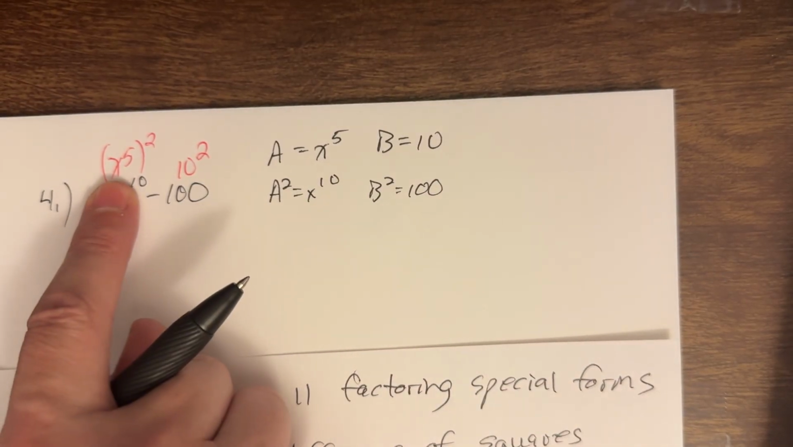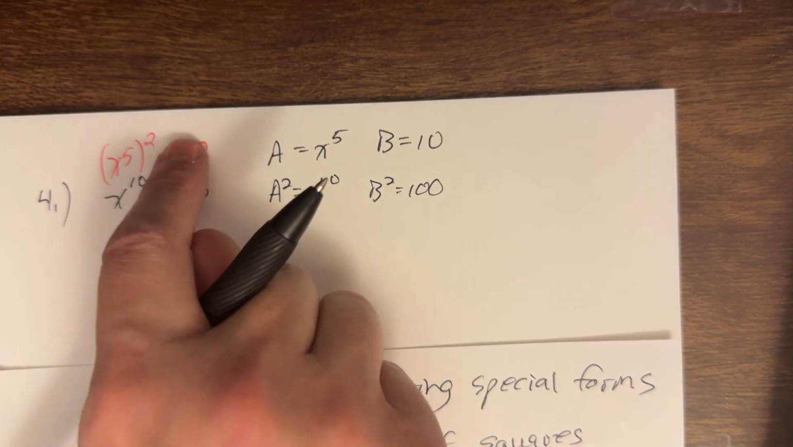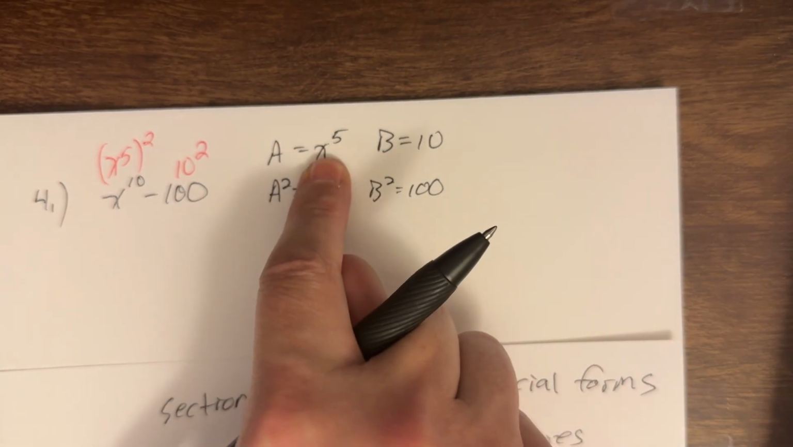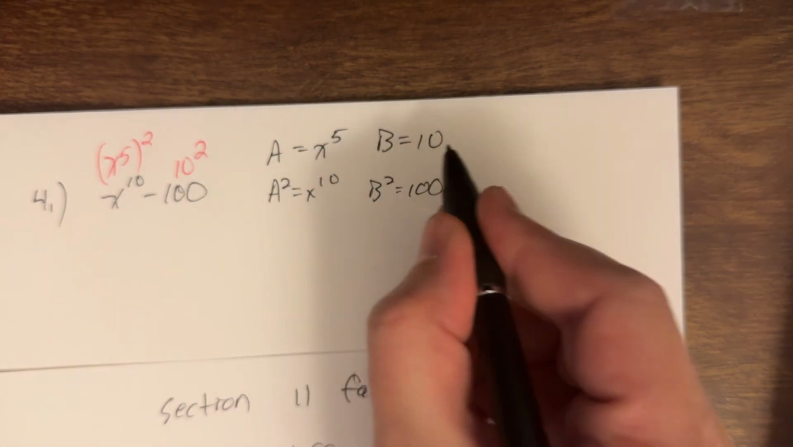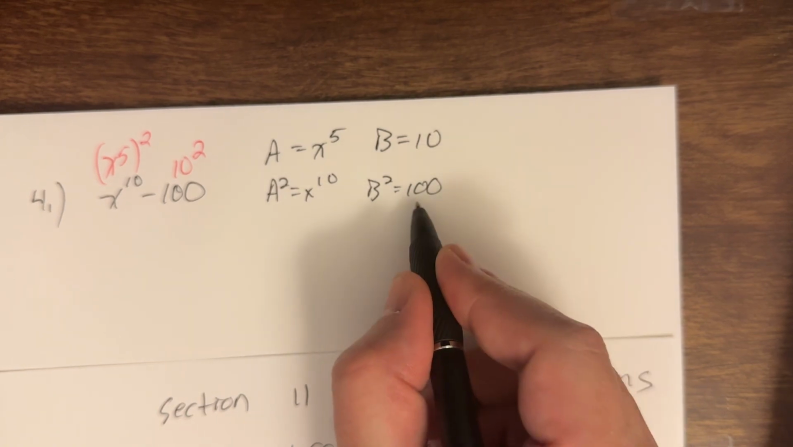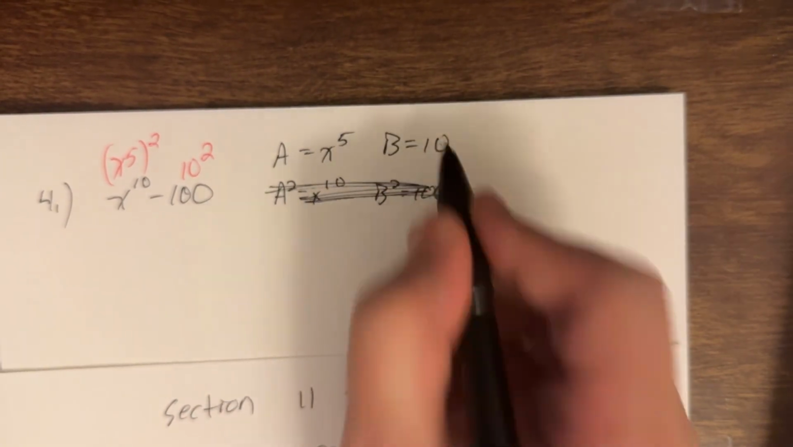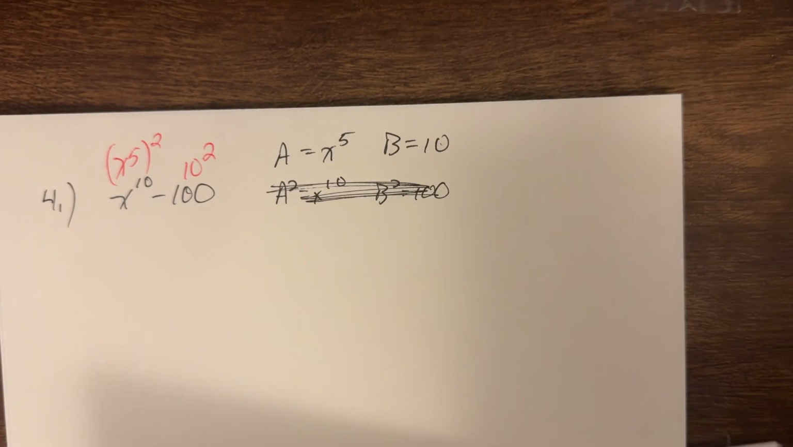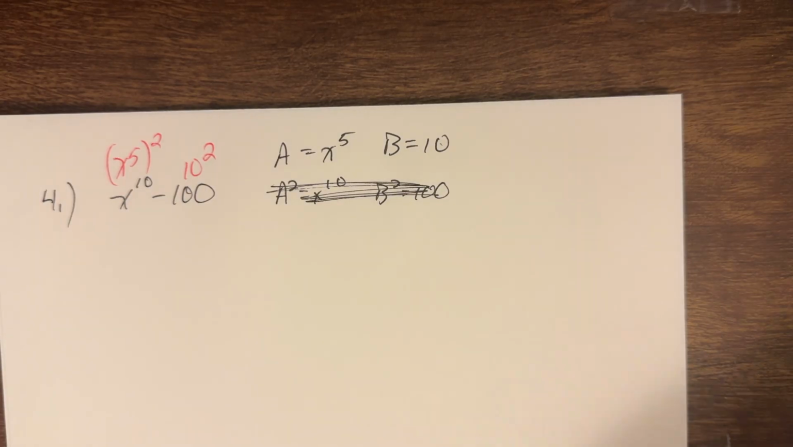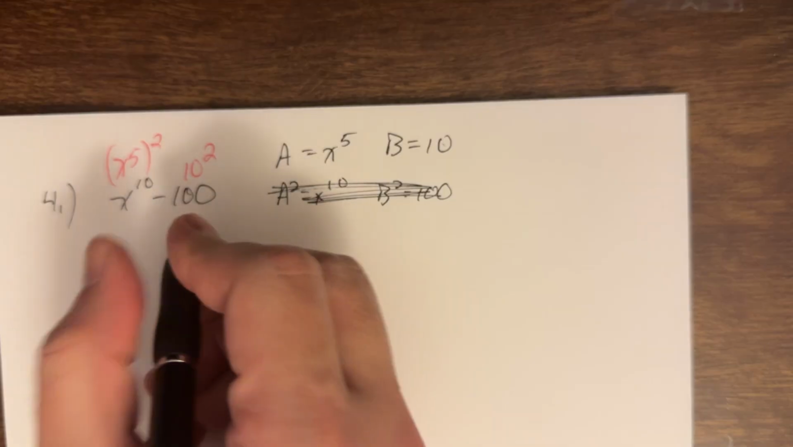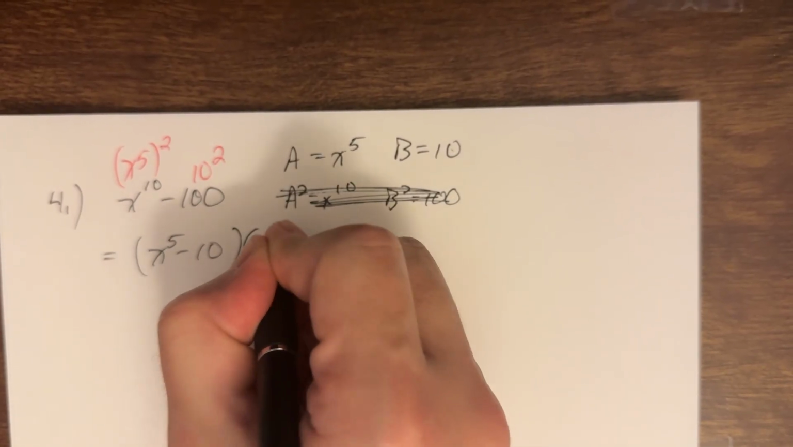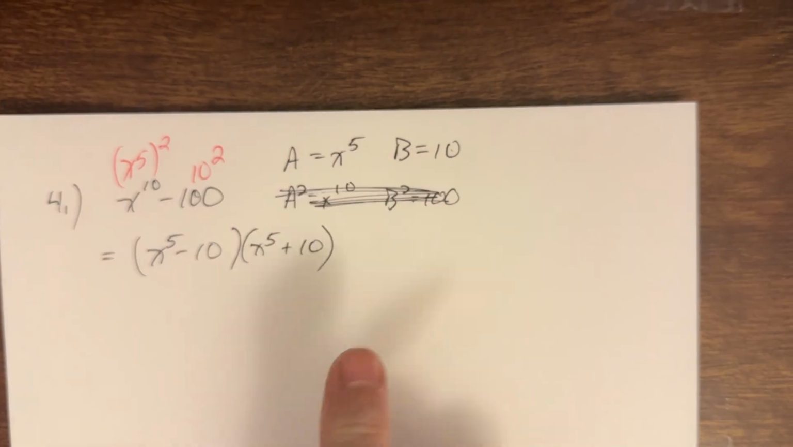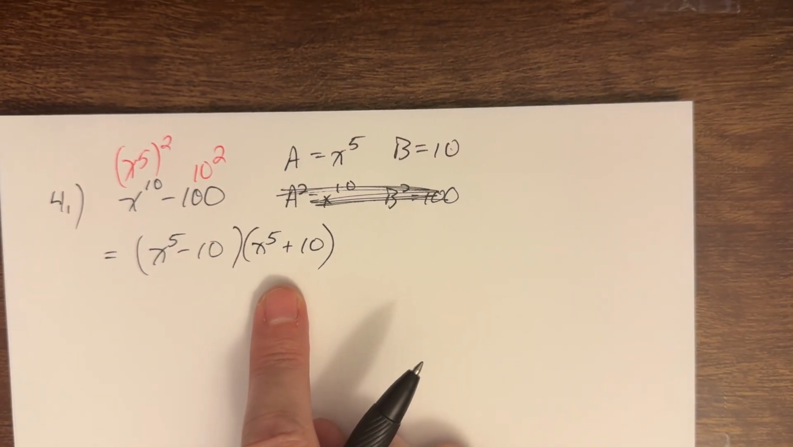That's why you look at this. Well, that's the a, and there's the square, hence a is just the x to the 5th. That's the b, and there's the square, hence b is just 10. It's not b is 100, it's just b is 10. But once I recognize that, very nice, a minus b, a plus b. And I'm finished.